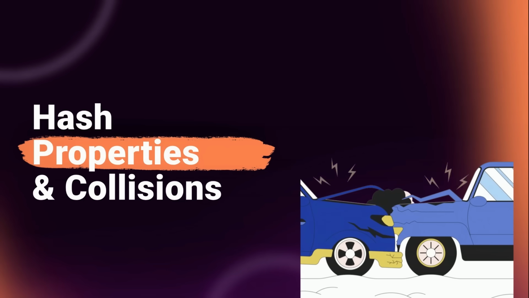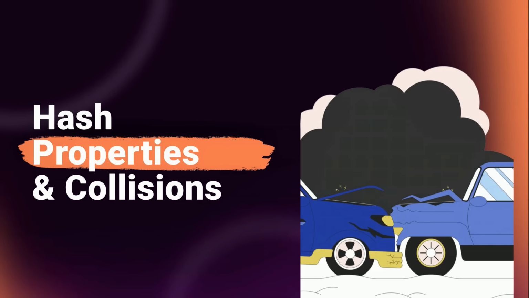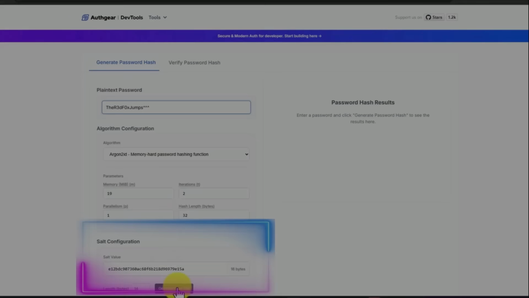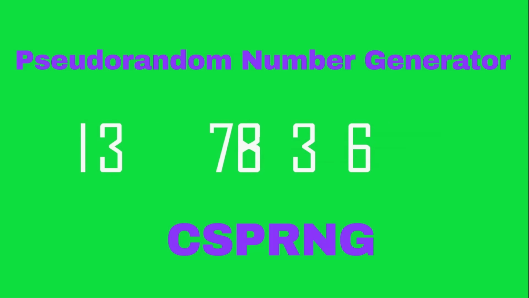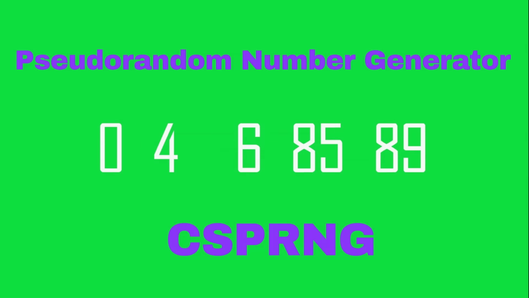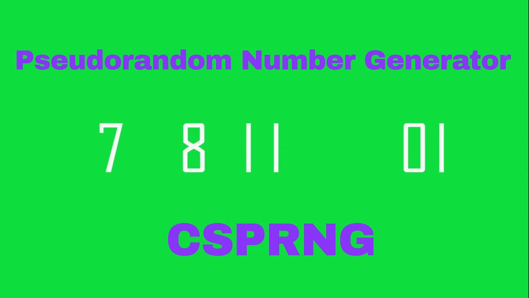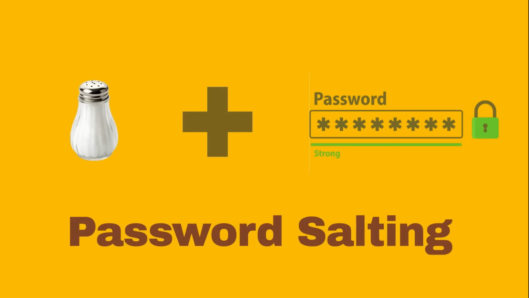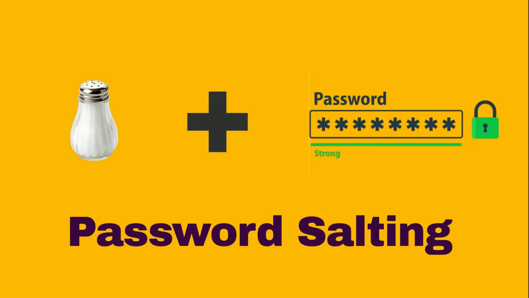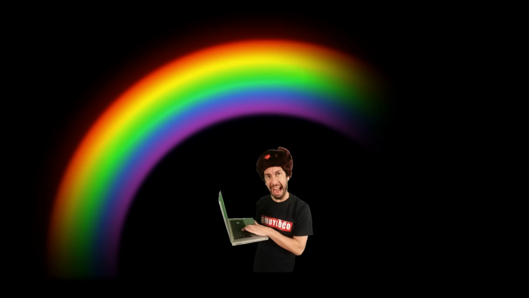Hash properties and collisions. To strengthen security, websites add random salts to the hash. Each user gets a different random salt value. Using a cryptographically secure pseudo-random number generator, or CSPRNG, is a standard method for generating salt. Salt is added before the password is hashed. The site hashes the password plus the salt for every account. This method makes it hard for attackers to reuse giant rainbow tables effectively. Rainbow tables are lists of passwords mapped to hashes.